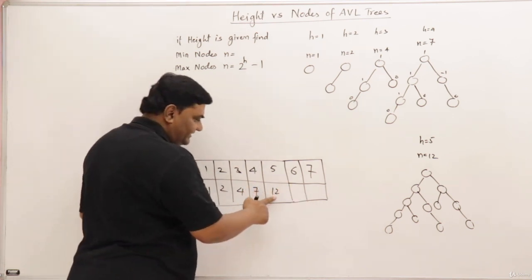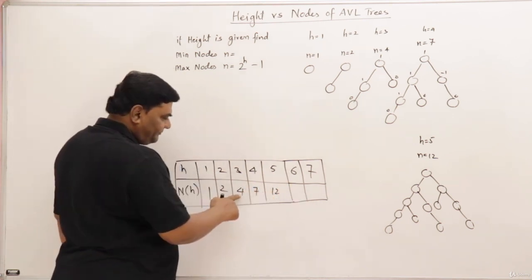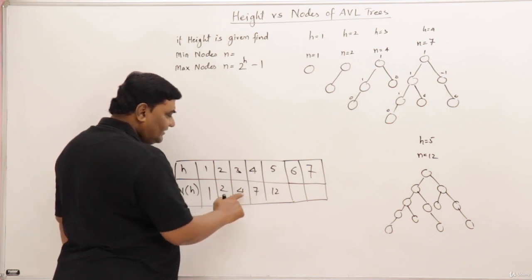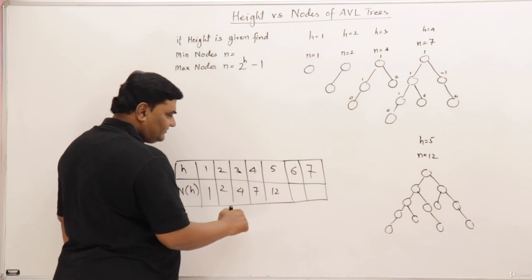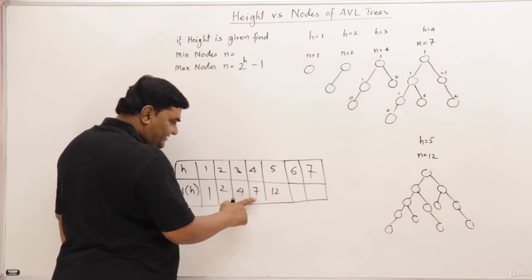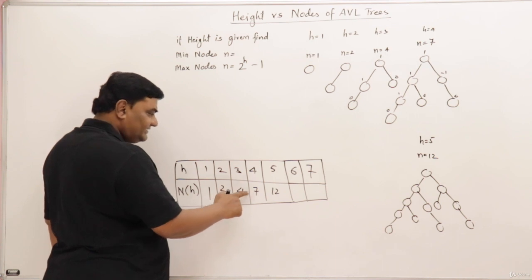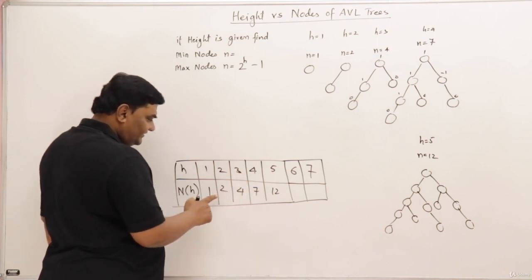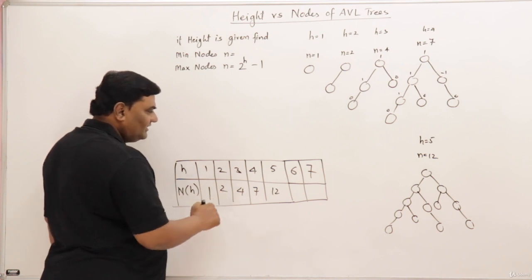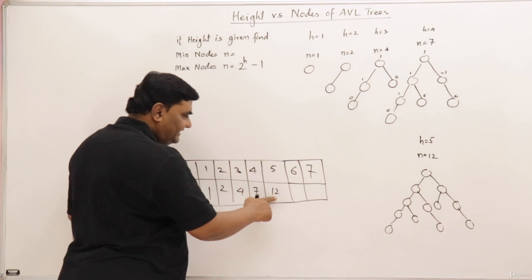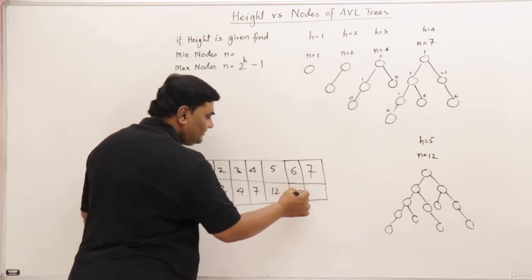How did I get this 12? Let us observe. 4 plus 7, 11. 11 plus 1. Okay. 4 plus 7 plus 1. Am I getting this value also like that only? 2 plus 4, 6 plus 1. Yes, 7. How did I get this one? 1 plus 2, 3 plus 1, 4. So it means this one is 7 plus 12, 19 plus 1, 20.